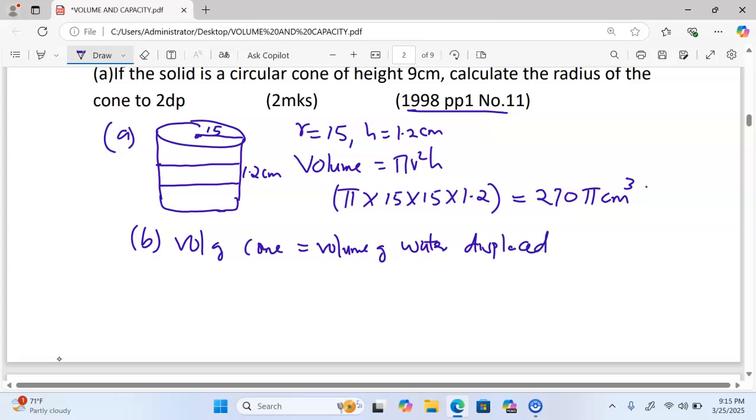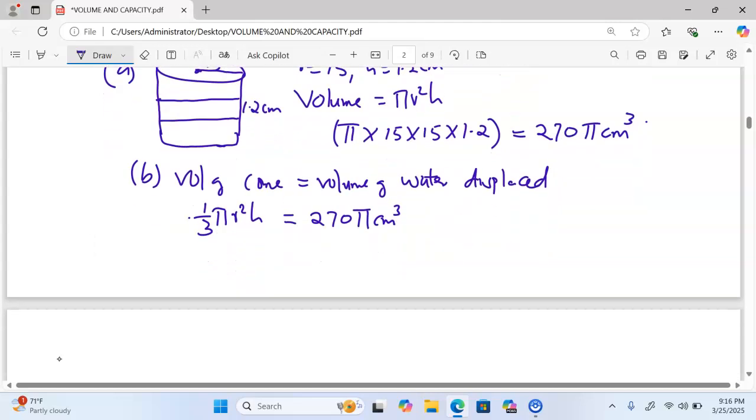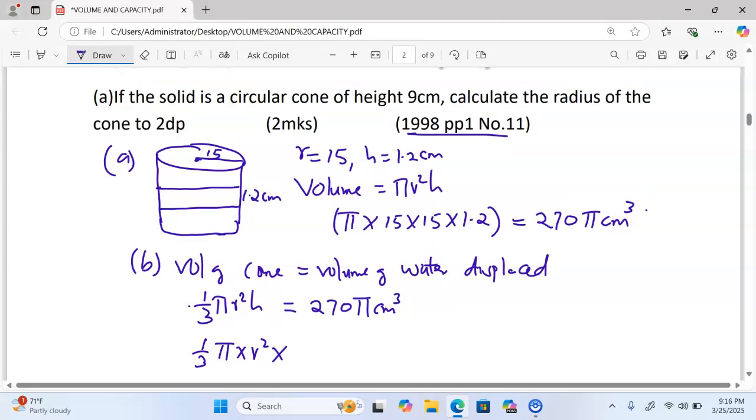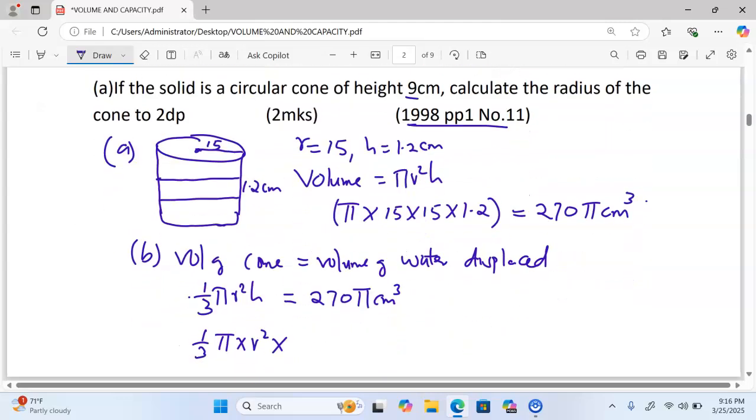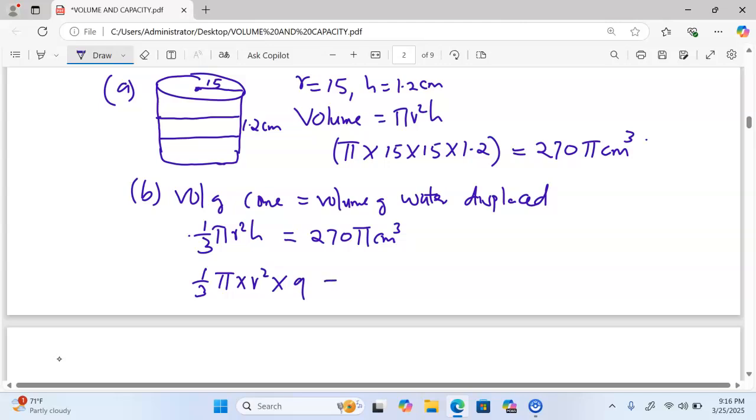How do we get the volume of the cone? Volume of the cone is given by a third pi r squared h, and this volume is going to be equivalent to 270 pi centimeter cubed. We are going to have a third multiplied by pi times the radius squared times, of course, the height. The height of the cone is 9 centimeters. This one is going to be equal to 270 pi centimeter cubed.